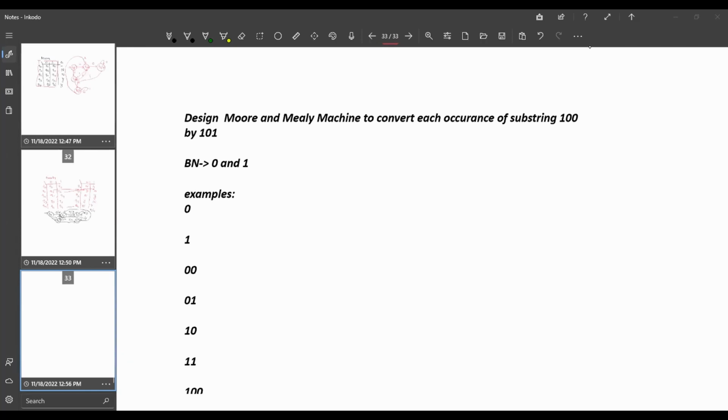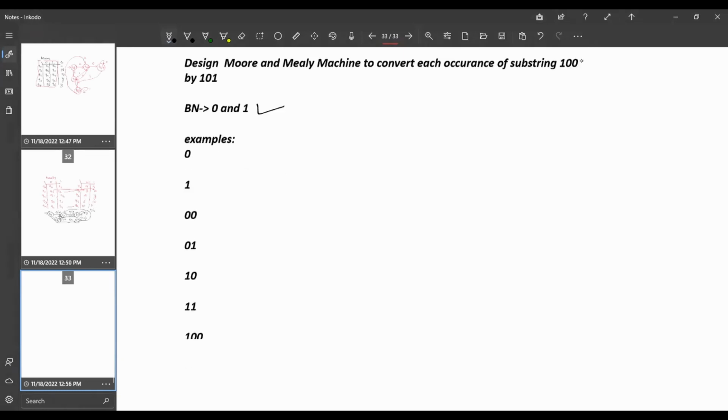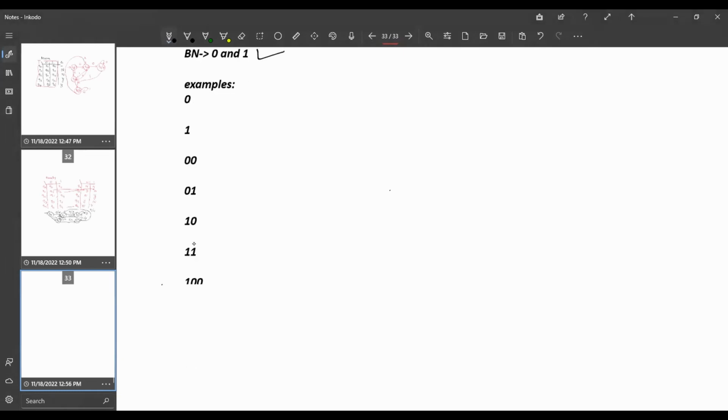Today we will design Moore and Mealy machines to convert each occurrence of 100 by 101. So whenever a number like 10110 is written, that means it is a binary number system. Here we are taking some examples of binary numbers. If you have a 0, do you want to change the number by anything else? And what are the targeted strings?